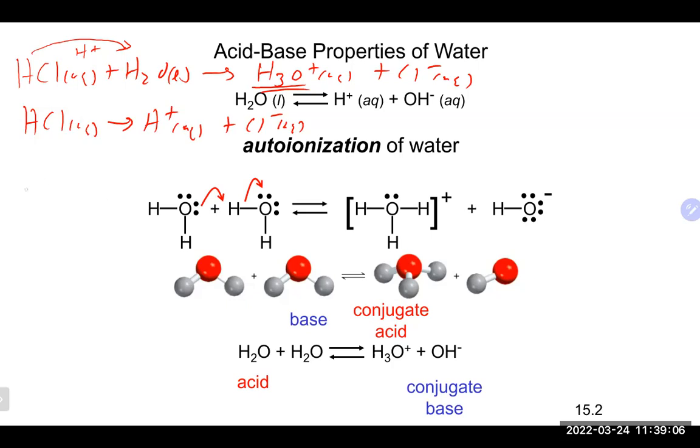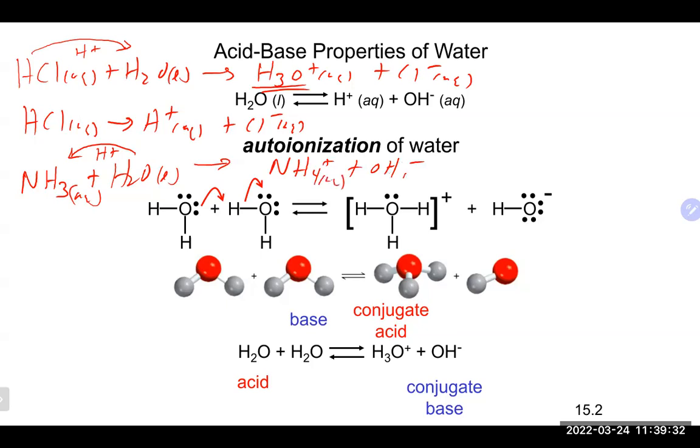But if we did put something like NH3, which is a base, plus some water here, in this case, water would actually donate the H plus over to the NH3, which would make water, acting as a base, an acid in this case. And when it does so, make NH4 plus and OH minus.